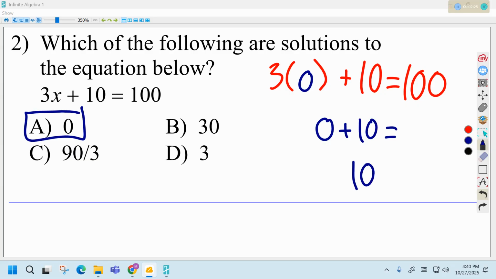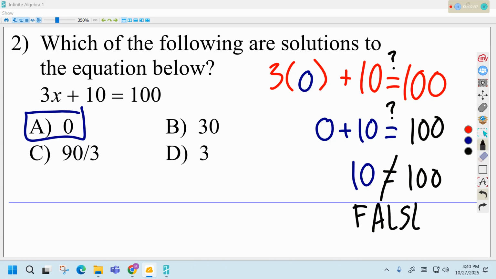Okay, so what we're really doing is checking to see if this is true. But wait a minute. Is 10 equal to 100? No. That's false. And what that means is that this is not a solution. So we have to try another number.